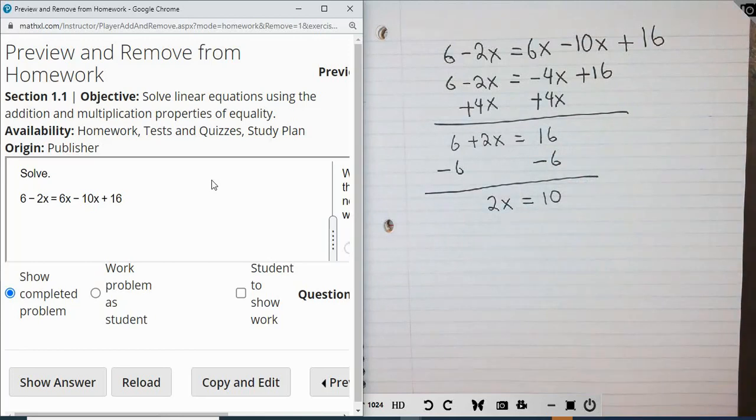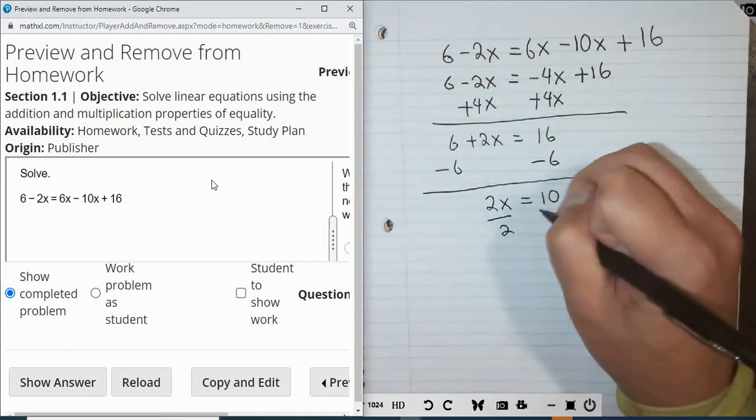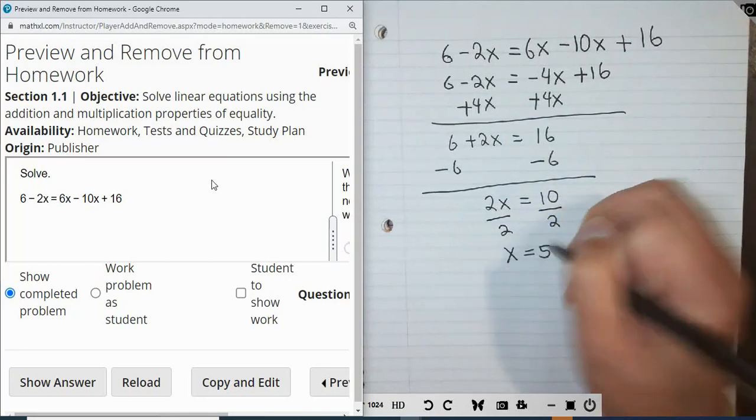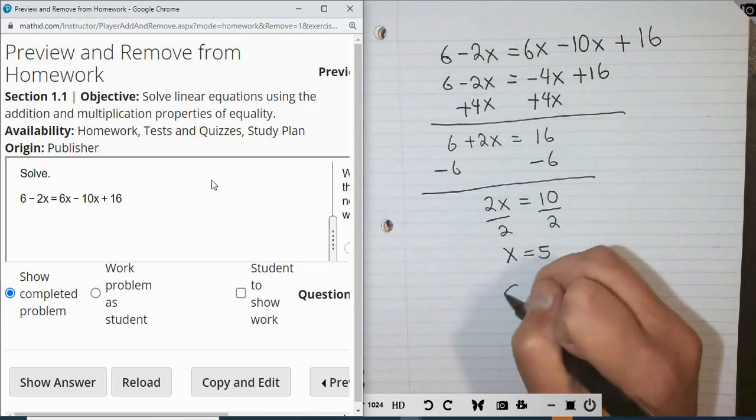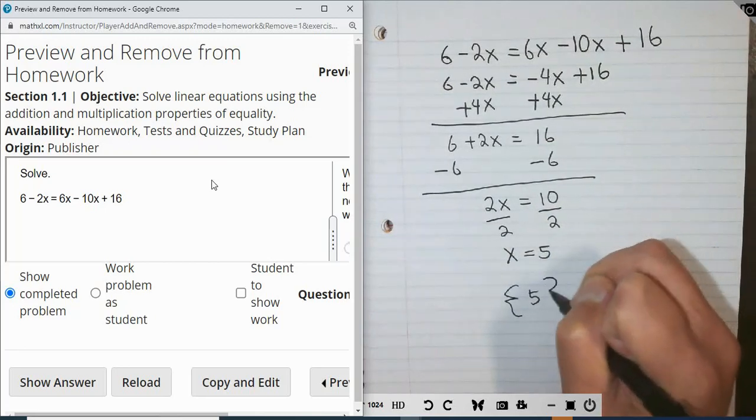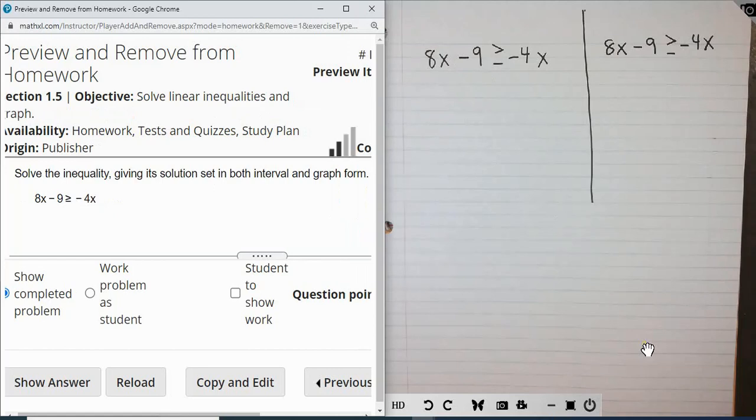So I got 2x equals 10. So now I would divide both sides by 2. Dividing both sides by 2, I got x equals 5. And again, remember we write that as a solution set. There. So the solution set is 5. X equals 5. All right, so this next one is about solving an inequality here.